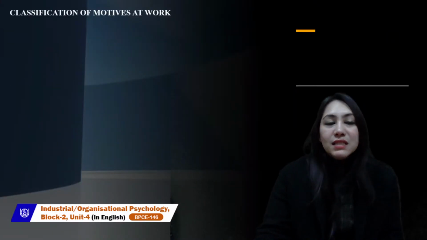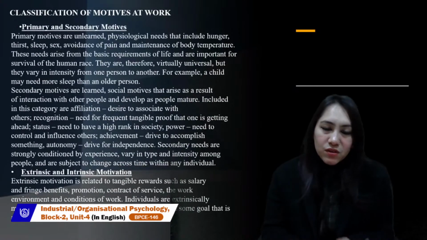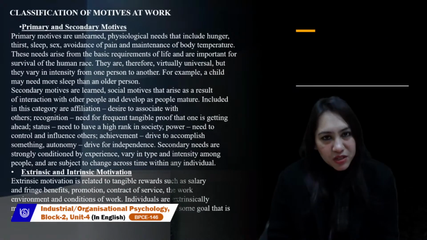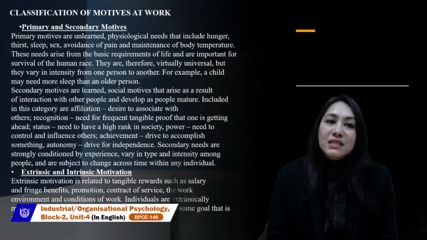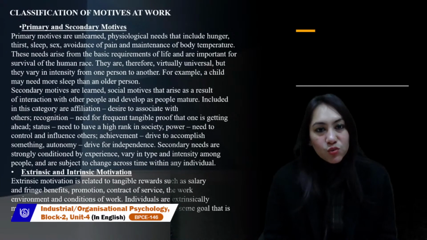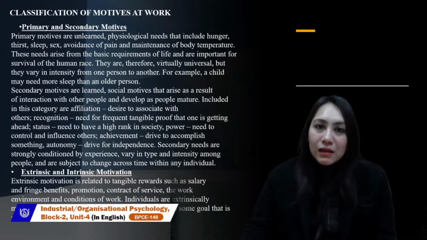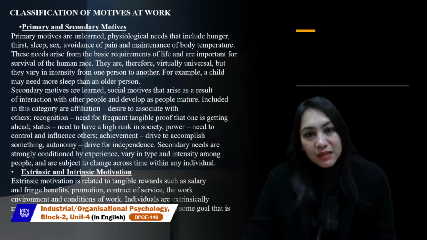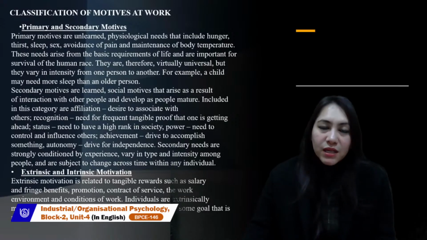Now moving to the classification of motives at work. What kinds of motives do you have at work? Motives are ideally divided into four categories in two dimensions: primary and secondary motives, and extrinsic and intrinsic motivation or the motive to understand. Primary motives are completely unlearned. These are innate in nature, physiological needs, something that you're born with, something that is a part of your body as soon as you're born.